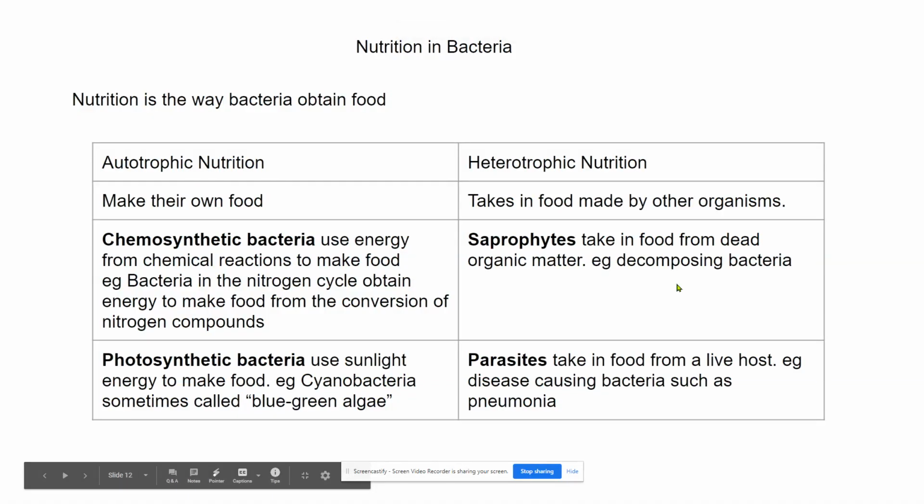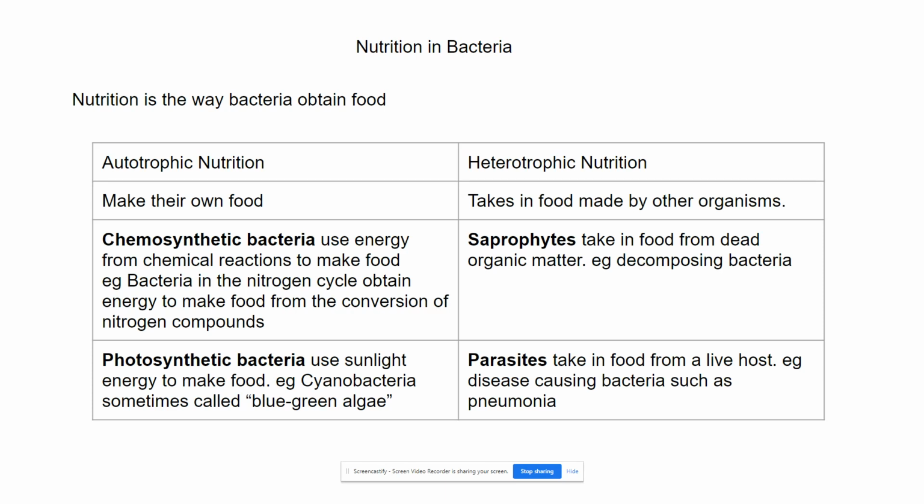Okay, now we're looking at how bacteria get their food. We can divide nutrition in bacteria into 2 main ways. Autotrophic nutrition, this is where the bacteria make their own food. On the right hand side, heterotrophic nutrition, bacteria take in food from other organisms. If we look at the left hand side first, autotrophic bacteria. These are the bacteria that make their own food, and there are 2 main groups of bacteria that can do that.